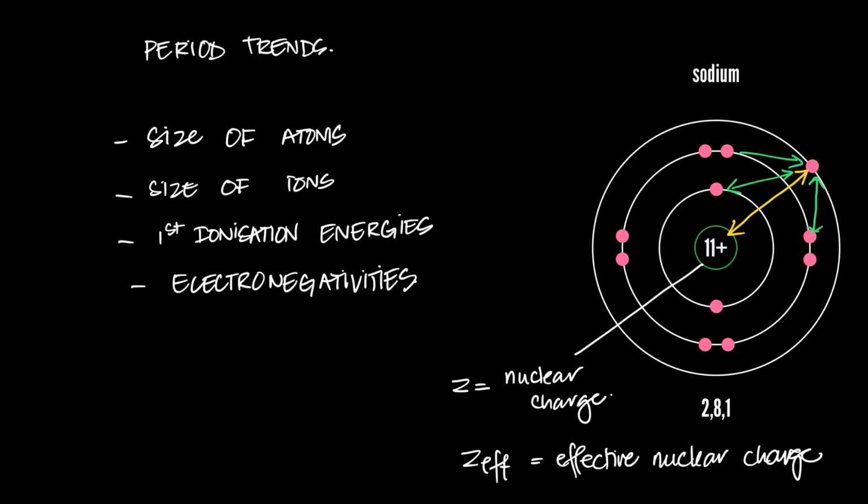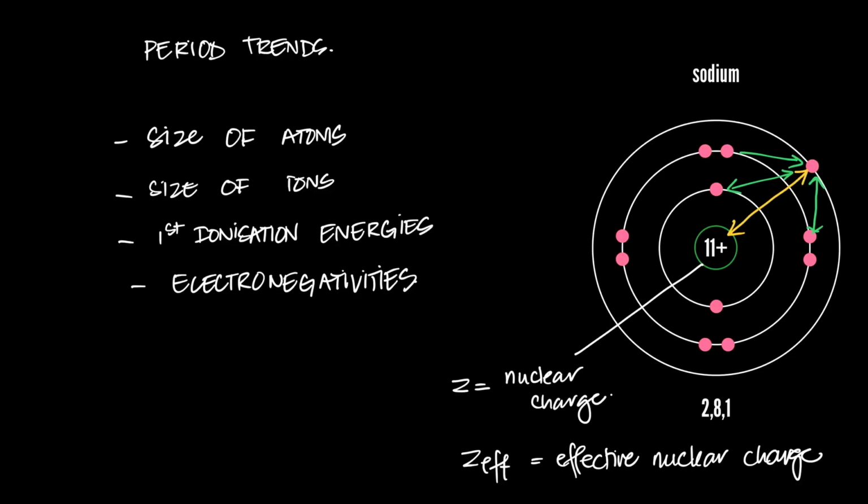Now size of ions: obviously when sodium loses the outermost electron, it becomes sodium plus. So what size is that? First ionization energy is the energy required to remove this outermost electron. Now how does that energy vary for sodium versus, let's say, magnesium, the element right after it, or for sodium versus potassium, the element right below it? So we'll discuss that. How does that energy change?